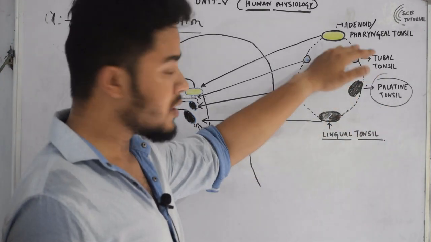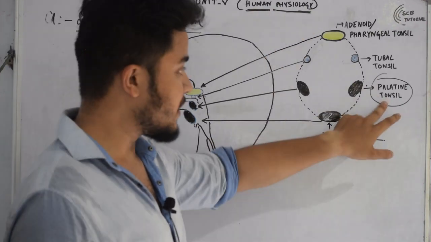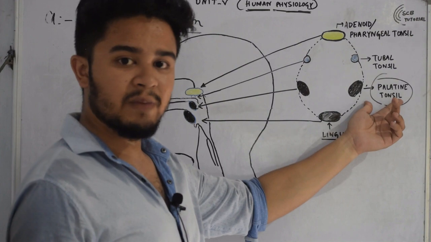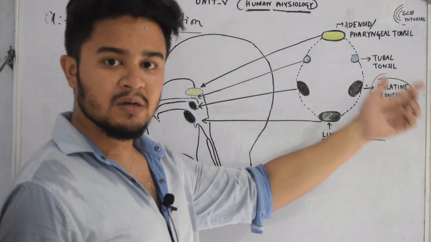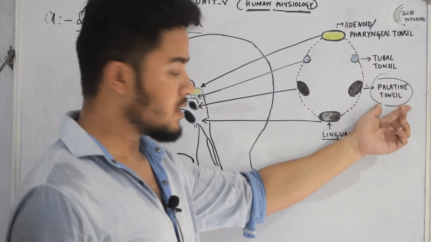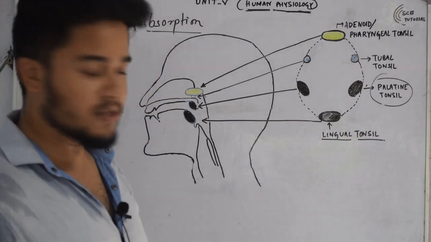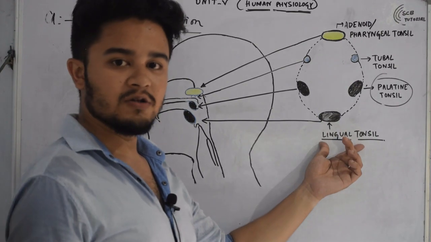The adenoid tonsils or the tubal tonsils are not visible from outside, but these palatine tonsils, if you open your mouth, you can see as pinkish muscular flesh, or a fleshy structure. And at the base or at the back of the tongue lie the lingual tonsils, right.